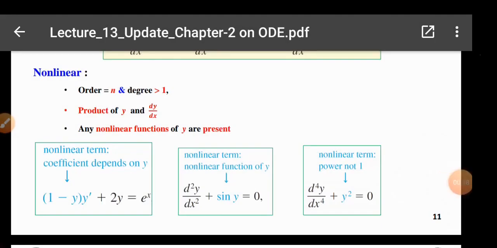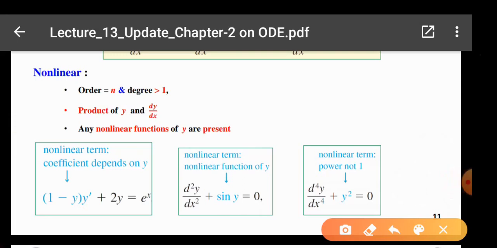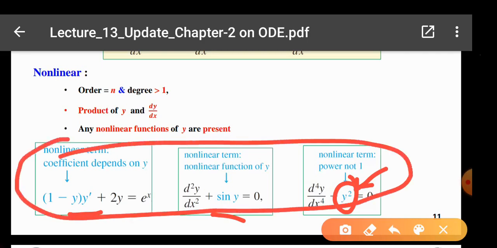You can see 3 examples are given. In the first example, the product of y and dy/dx is present. In the second example, a nonlinear function sin y is present, and in the third example, a nonlinear term y squared is present. Since the power of y is 2, this is a nonlinear ordinary differential equation. So we can say all these are nonlinear ordinary differential equations.